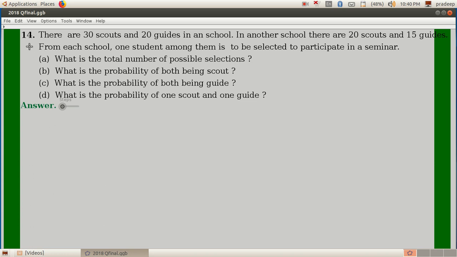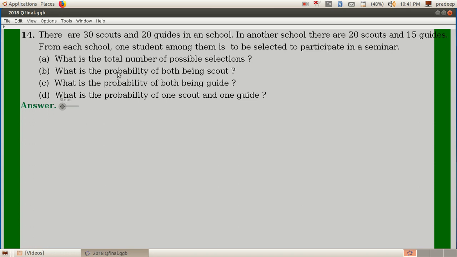Question number 14. There are 30 scouts and 20 guides in a school. In another school, there are 20 scouts and 15 guides. From each school, one student is to be selected to participate in a seminar. There is one student from each school. What is the total number of possible selections?